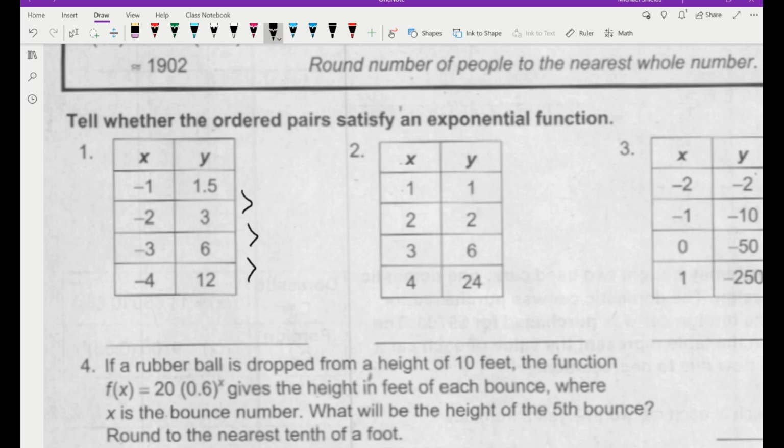For the first example, we are going from 1.5 to 3, 3 to 6, and 6 to 12. Is there a constant ratio? Are we multiplying by some number each time? And we are. We are multiplying by 2. So this is an exponential function.